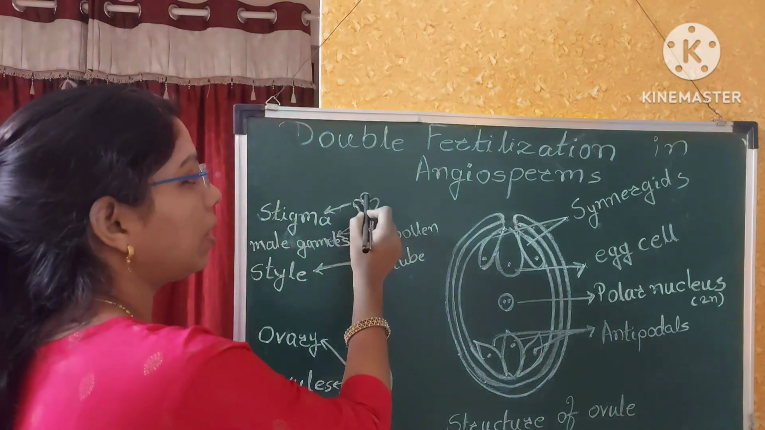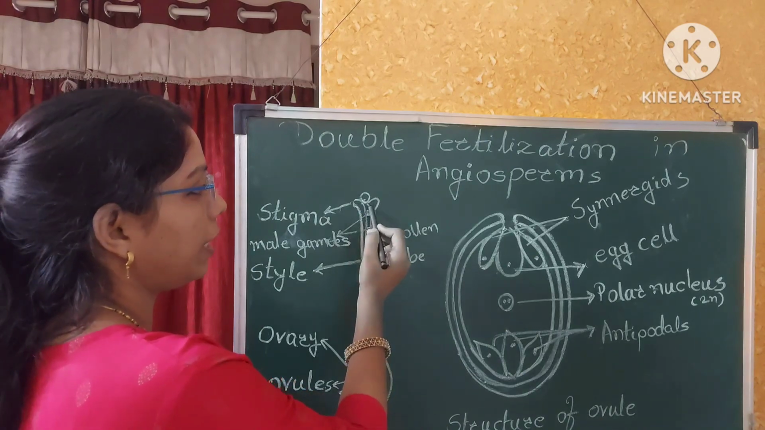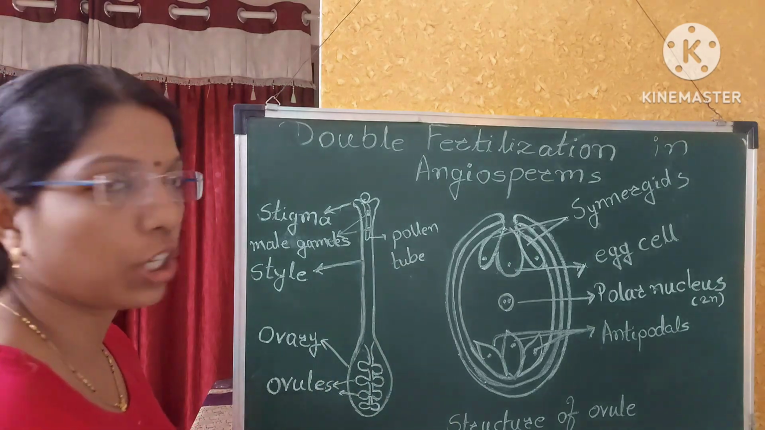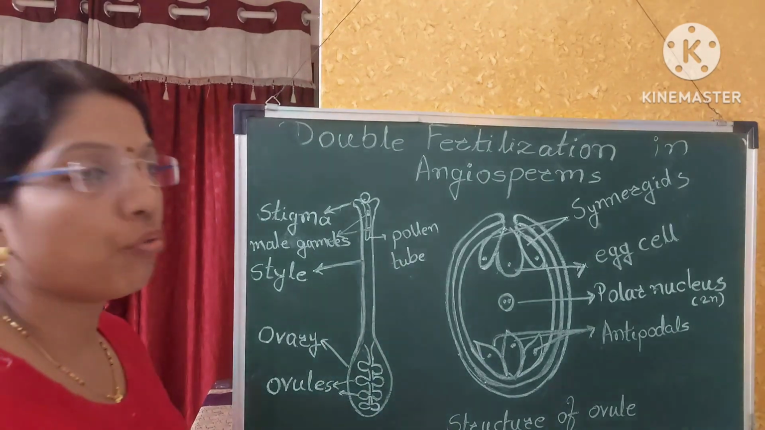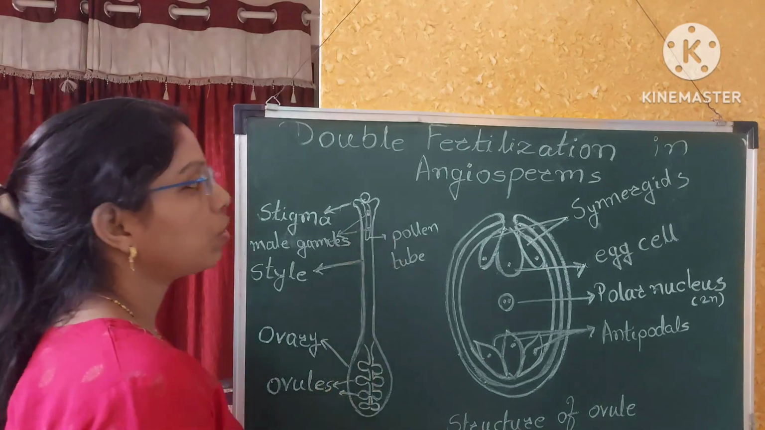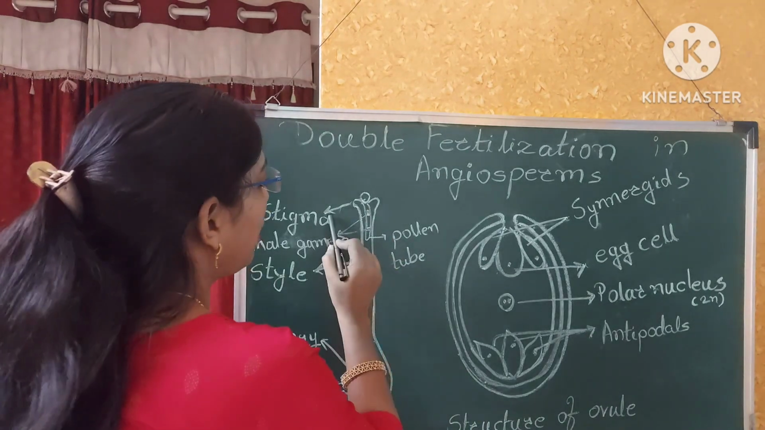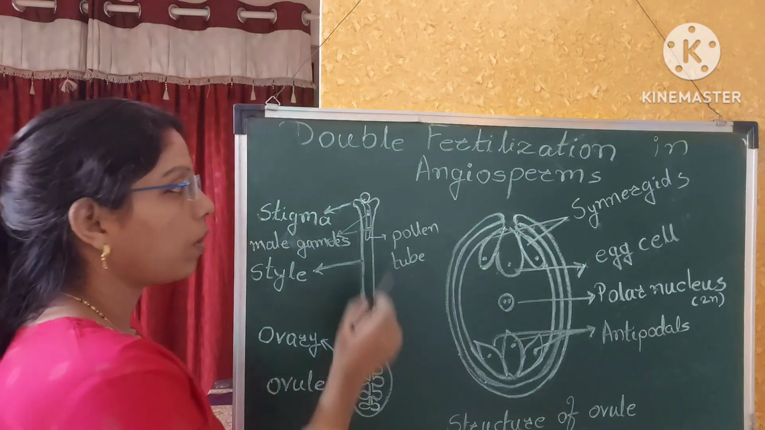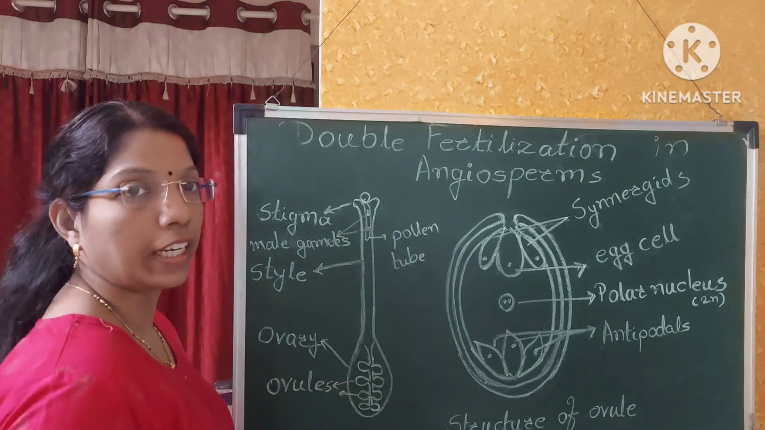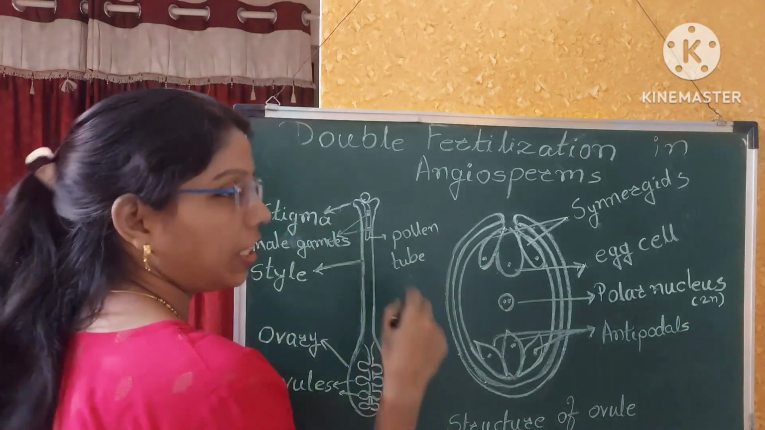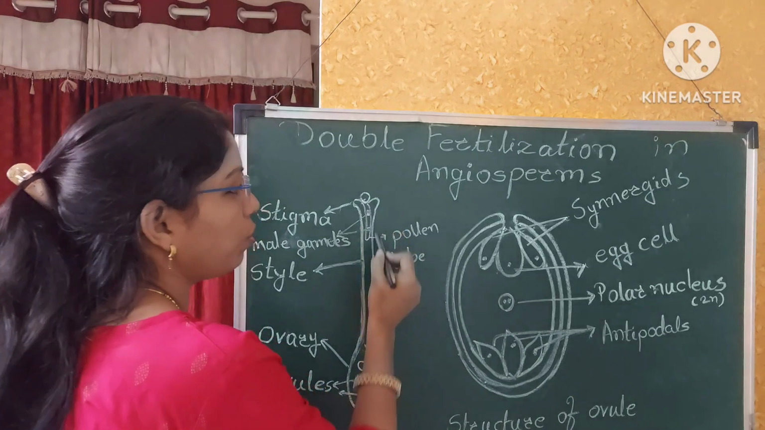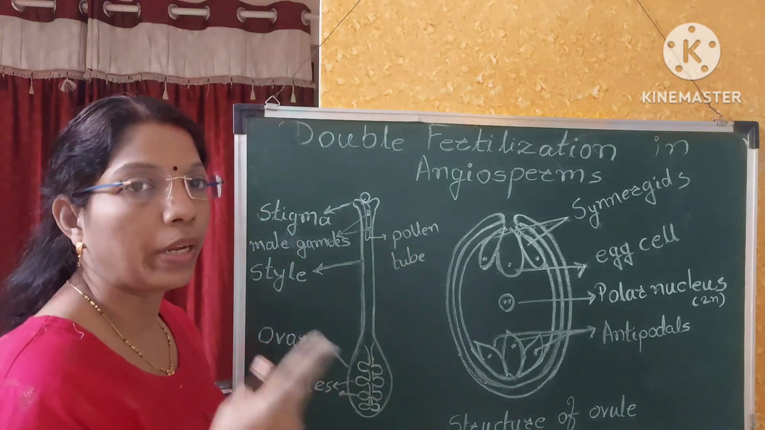So this is the pollen grain which is germinated on the stigma of a flower. We know that stigma, style and ovary form the gynoecium of a flower, the female part. On that, the stigma receives the pollen grain. During pollination, the stigma becomes sticky, and the pollen grain germinates on the sticky stigma. After germination of the pollen grain, a long pollen tube is formed containing two male gametes.